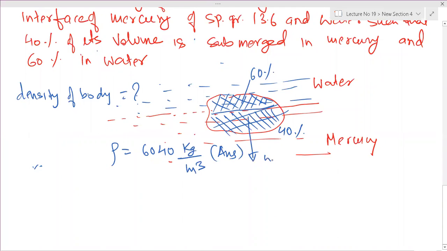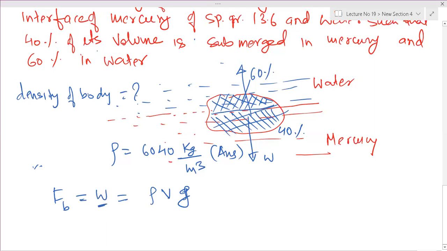Here weight will act, here buoyancy will act. So force of buoyancy will be equal to weight of the body. It is a simple concept because it is in equilibrium, right? It is not moving upward or downward. So force of buoyancy is equal to weight of the fluid, and weight of the body is your rho, density, and then volume, and then you have a G.